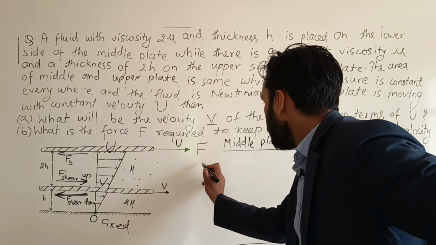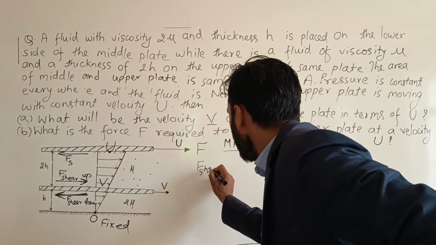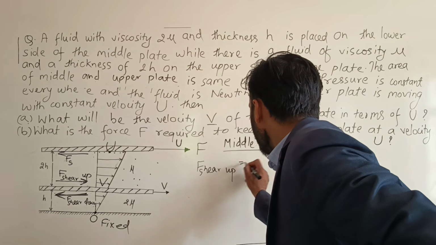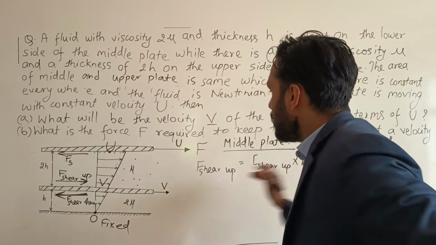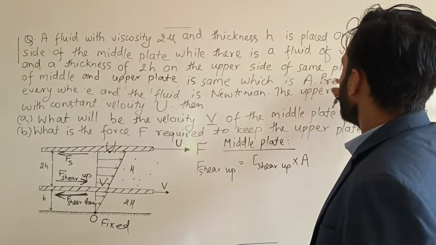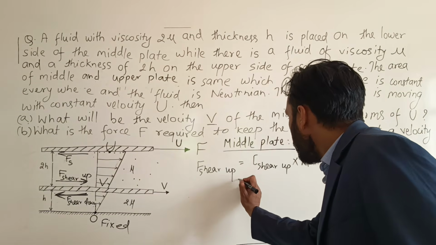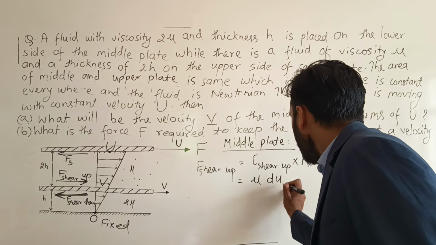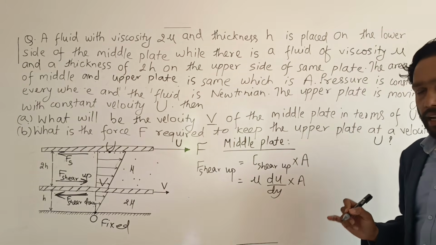In the middle plate, let's find out the F shear up. F shear up is tau shear up into area. The area is the same for the middle plate and the upper plate, as it is given in the question. And how to find the tau shear up? Tau shear up is mu du by dy, which is Newton's law of viscosity. So mu du by dy into area.